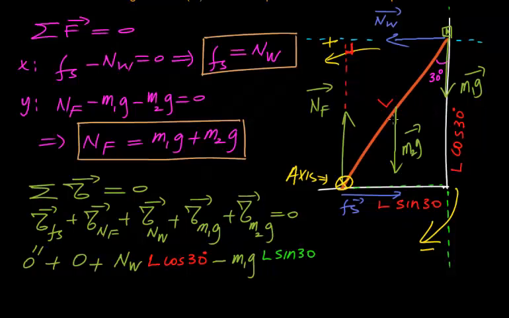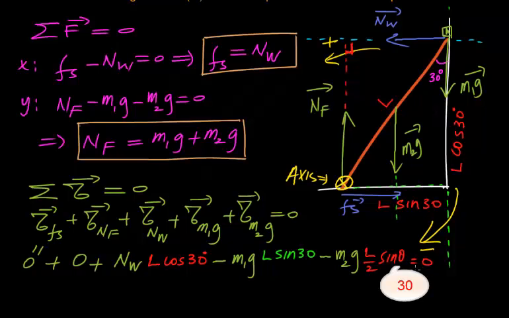M2G, when it's extended, is going to split the base into two equal halves. Therefore, the torque due to M2G would be negative because it's turning in a clockwise direction. M2G times L sine theta divided by 2. This whole thing is going to equal 0.